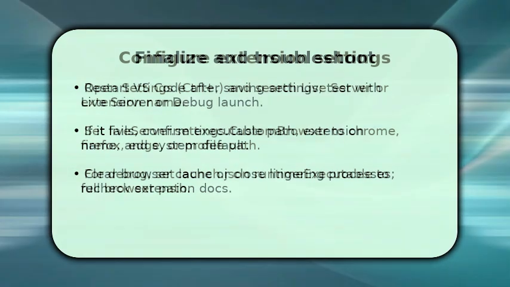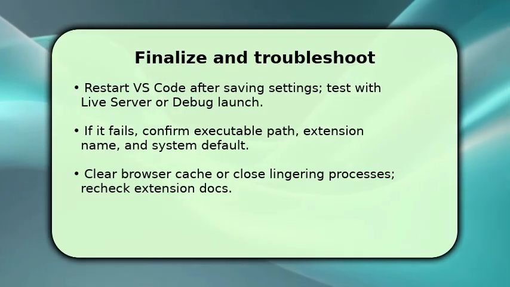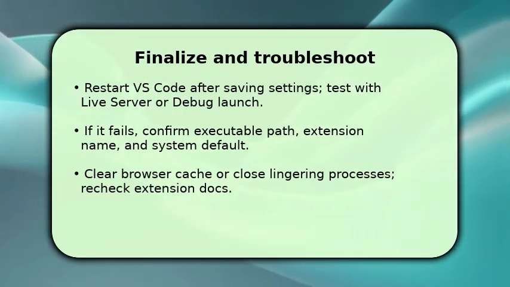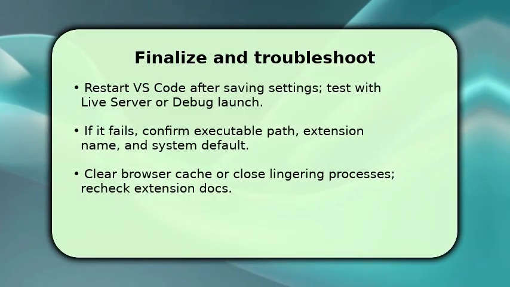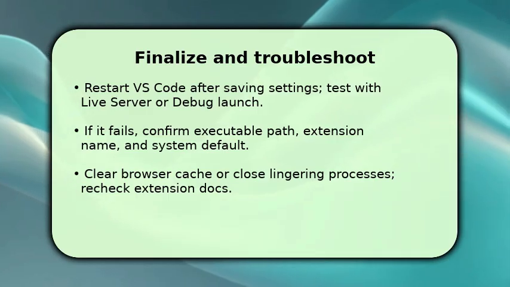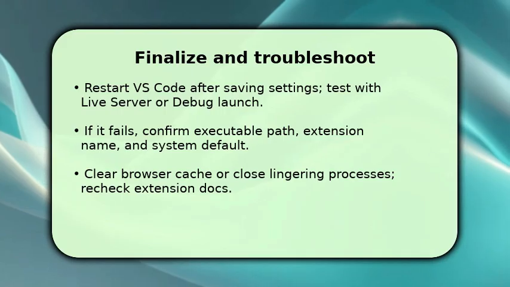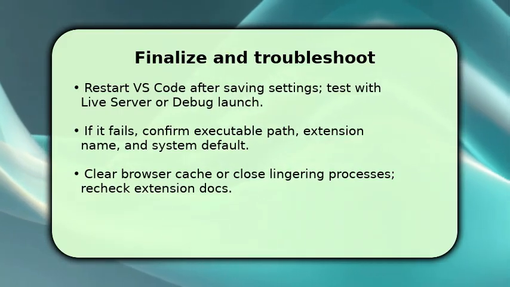Finish by restarting VS Code and testing your chosen command. Open a file with Live Server or launch a debug session. If the wrong browser opens, double-check the exact custom browser value or runtime executable path and confirm you saved settings.json. Once done, also confirm the system default isn't overriding behavior.